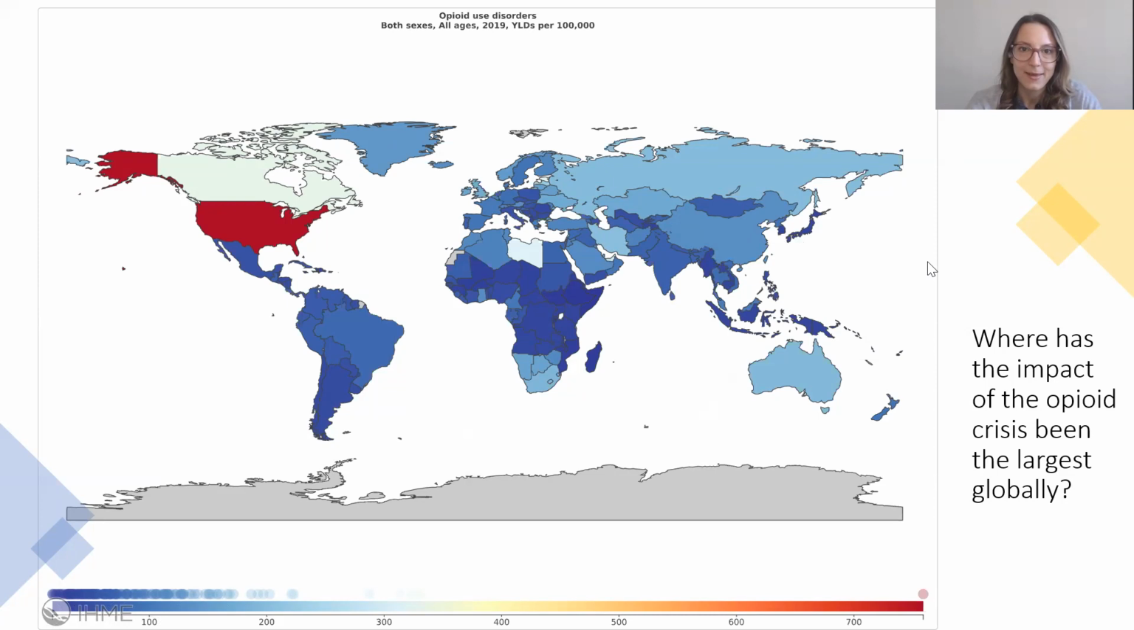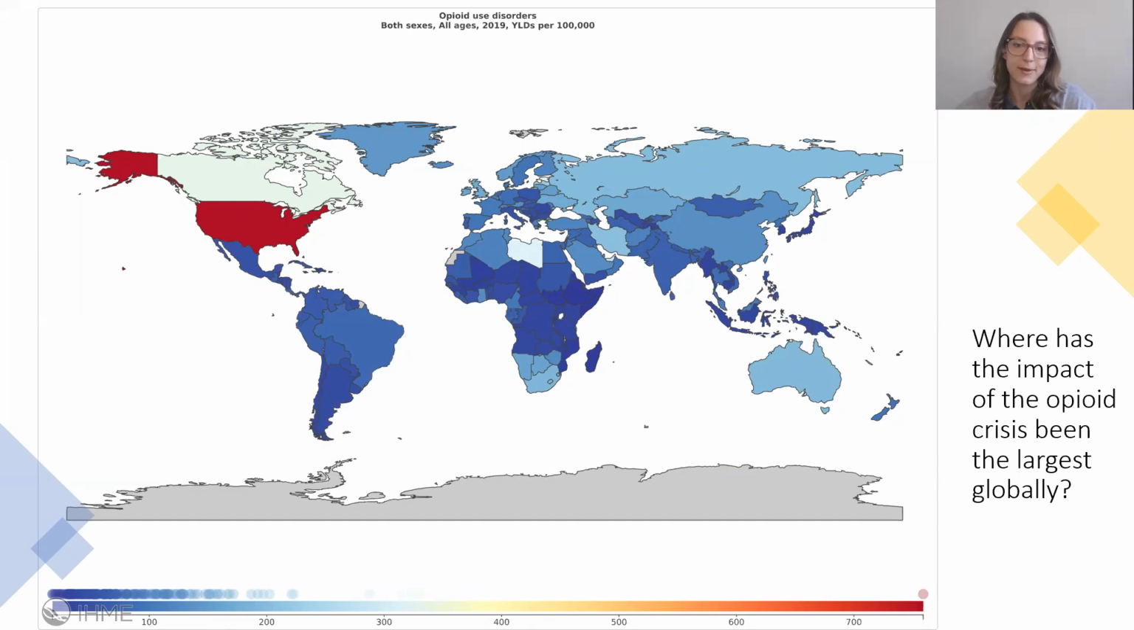Yeah, so these are YLDs, which we know again are those years lived with disability. So it doesn't necessarily tell us the impact of overdoses. That would be a different statistic. But this tells us the burden of living with a substance abuse related addiction for opioids. So it's a bit of a different statistic.